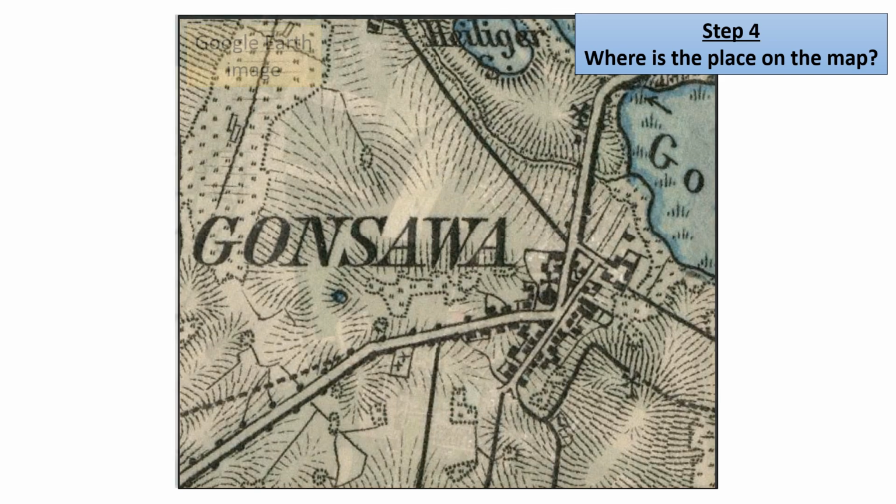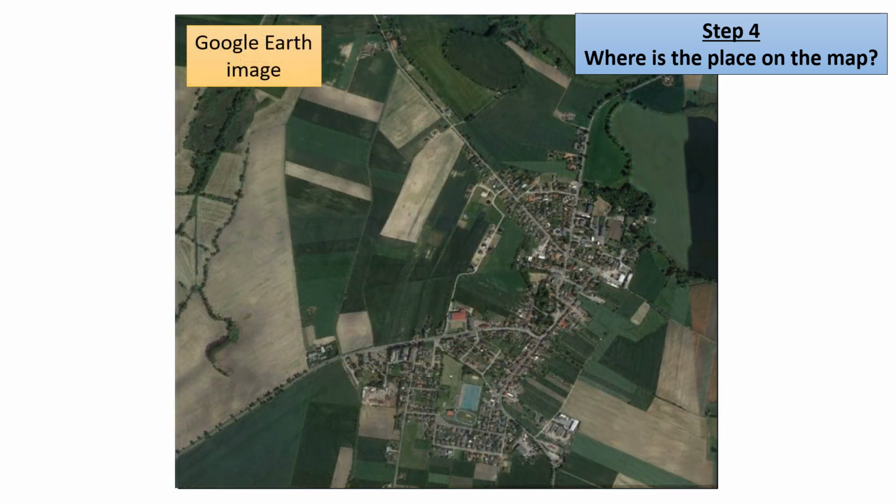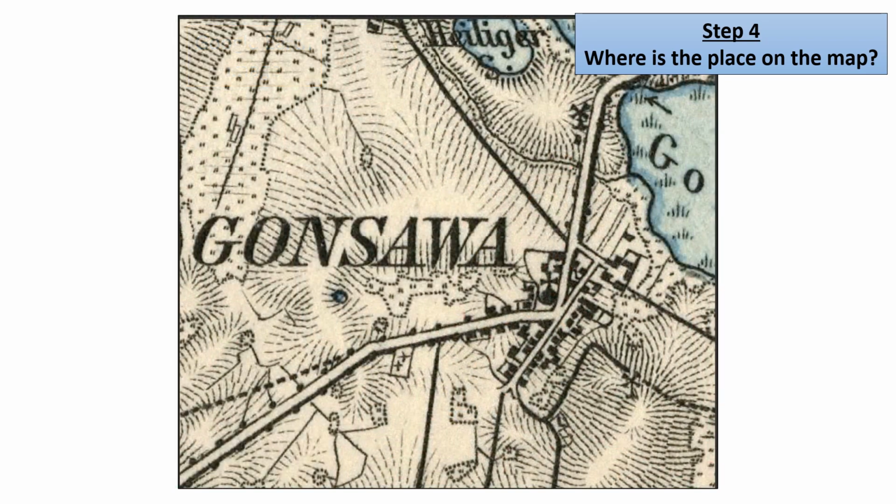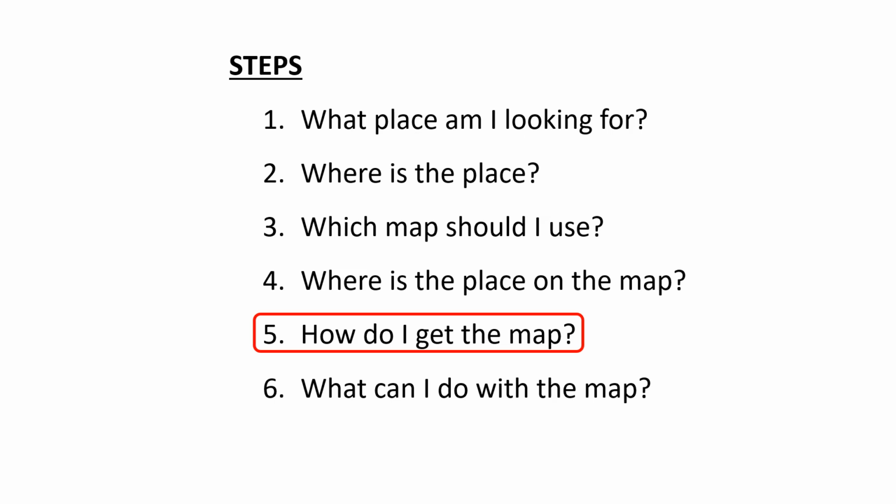Overlaying the Google Earth map onto the old map shows that some things in Gonçalves have not changed drastically over the years. Now let's see how to get a map in the Rumsey collection.